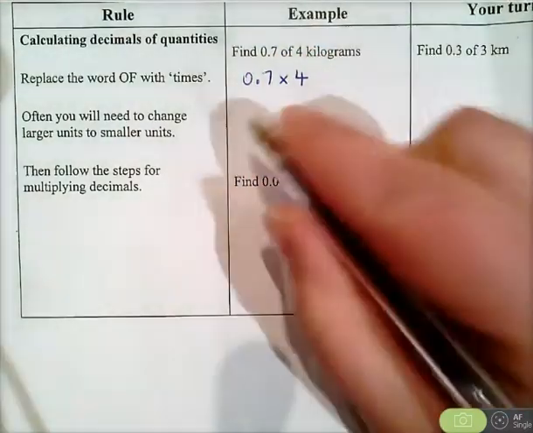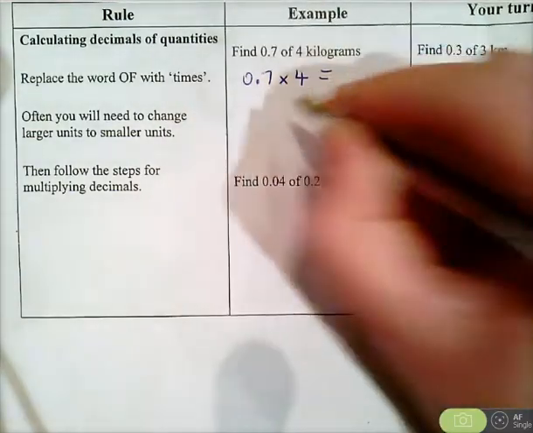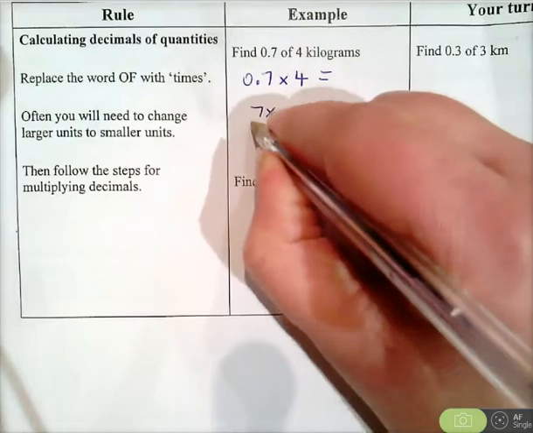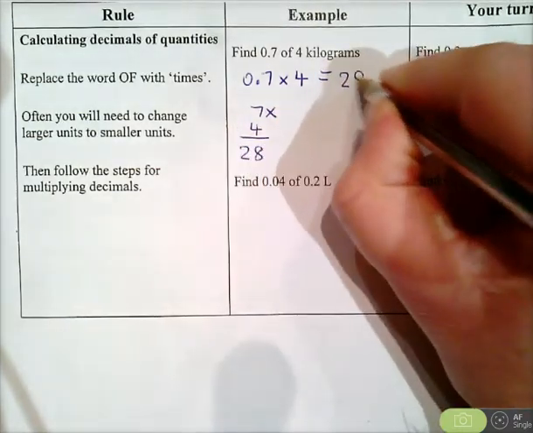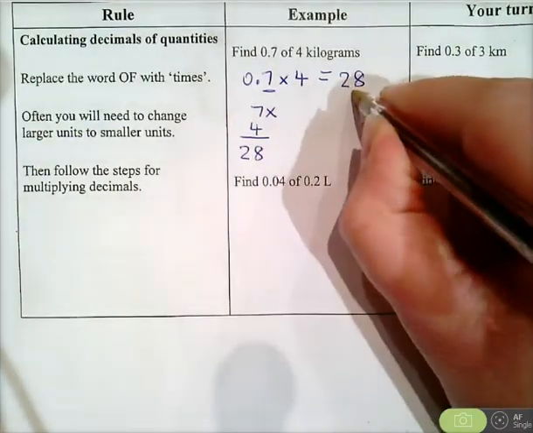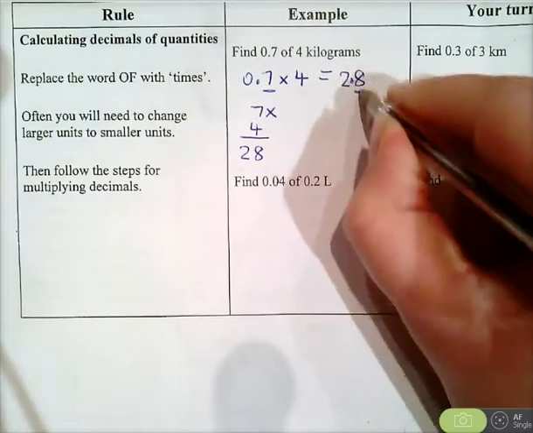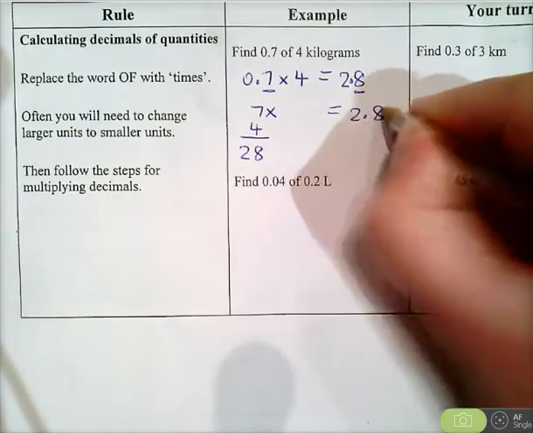So remembering when we multiply decimals by other decimals or decimals by numbers, we just ignore the decimals, and this question becomes 7 times 4, which is 28. Now, if we look at the question, there's 1 digit after the decimal point. So in the answer, I need 1 digit after the decimal point. So my answer to this question is going to be 2.8.